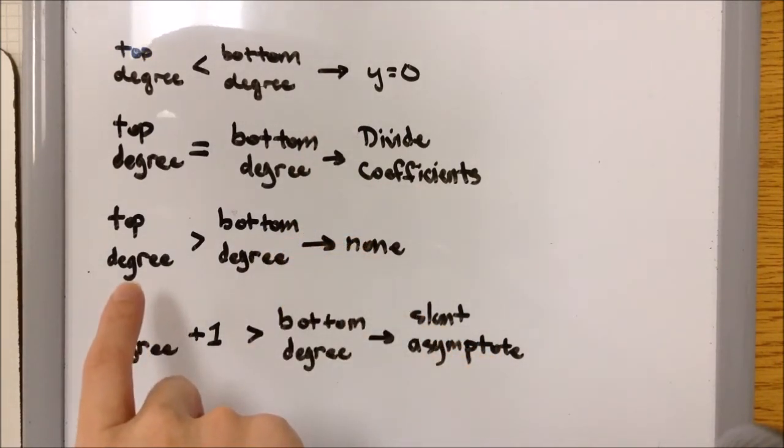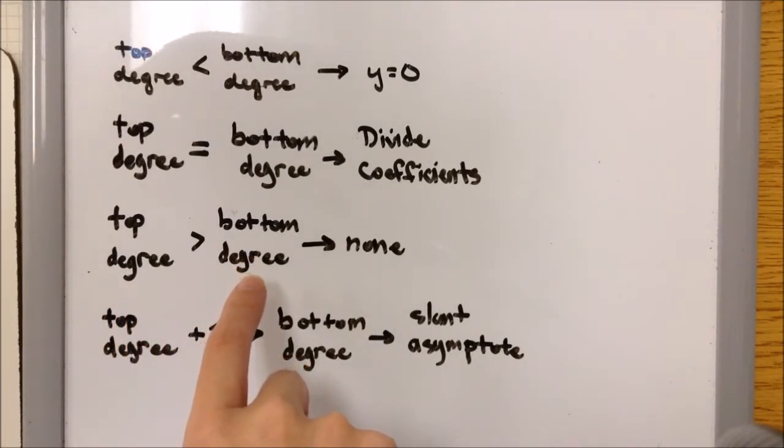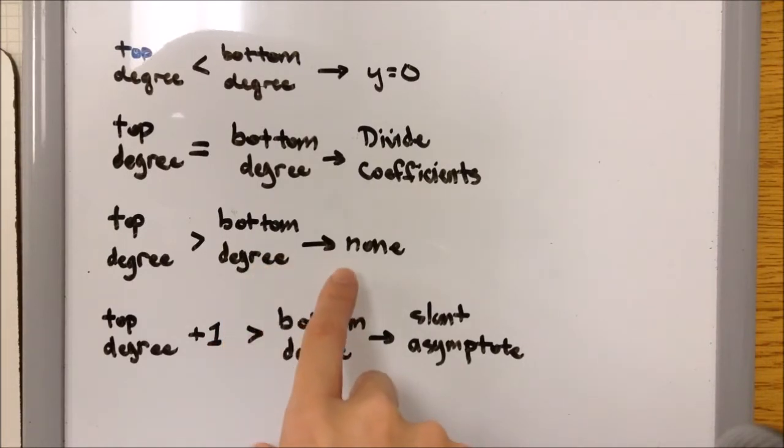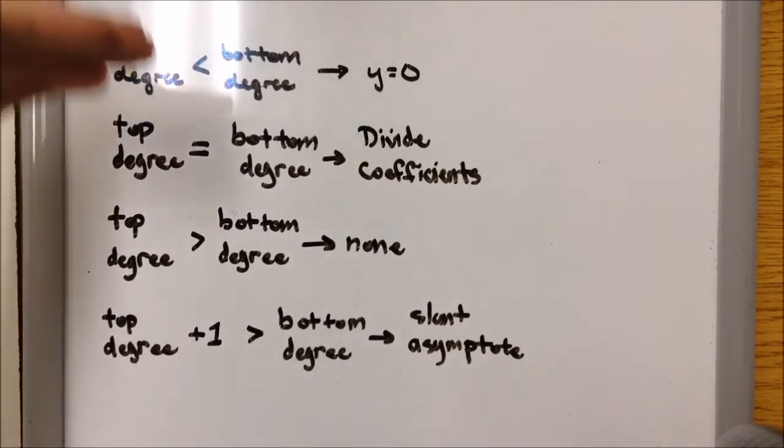If your top degree is greater than your denominator exponent, bottom degree, there are no horizontal asymptotes. Now, the special case that was discussed in class, top degree plus 1, meaning 1 more than your denominator degree. So if this was 4 and it was 1 more than 3, or this was 5 and this is 1 more than 4, then you have a slant asymptote. In order to find slant asymptote, you have to do long division. So keep in mind this information.